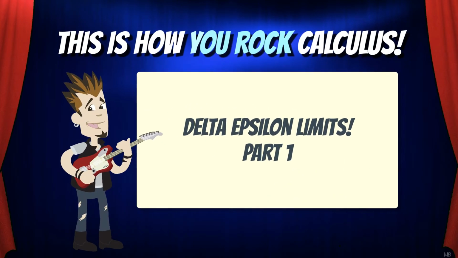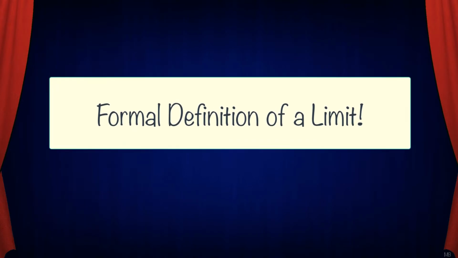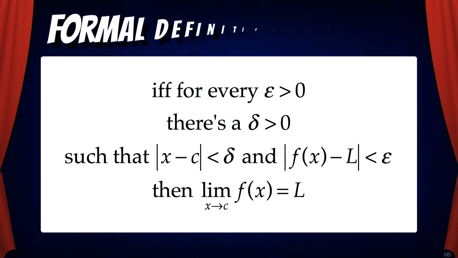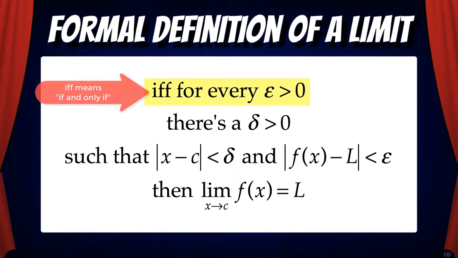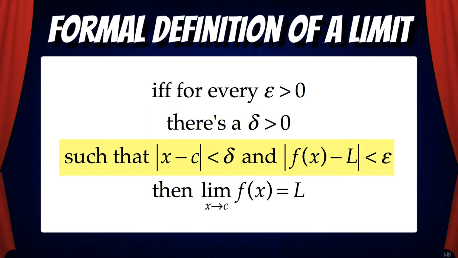Hey everybody, today we're going to be talking about delta epsilon limits. More specifically, we're going to be talking about the formal definition of a limit, which says if for every epsilon greater than 0, there's a delta greater than 0, such that the absolute value of x minus c is less than delta, and the absolute value of f of x minus L is less than epsilon, then the limit of f of x as x approaches c equals L.